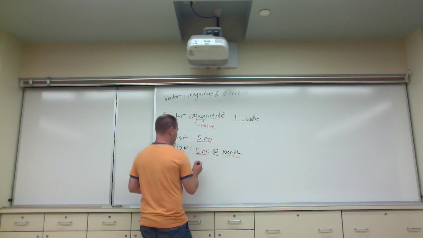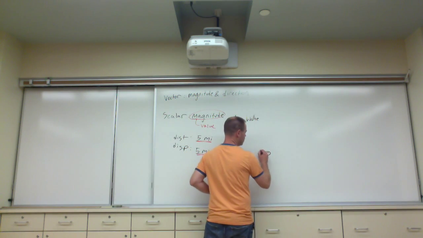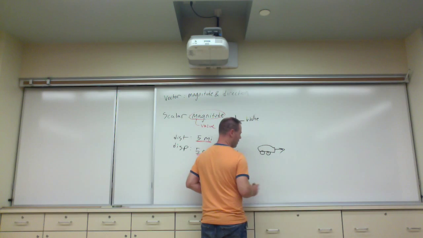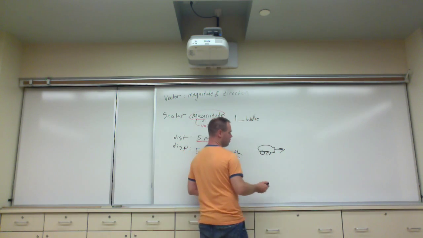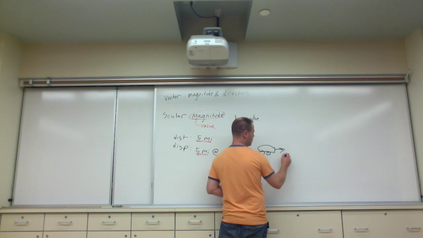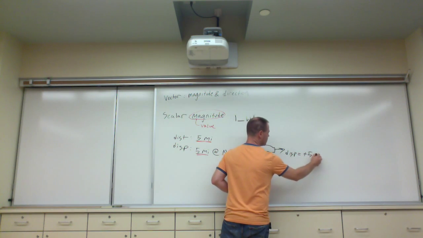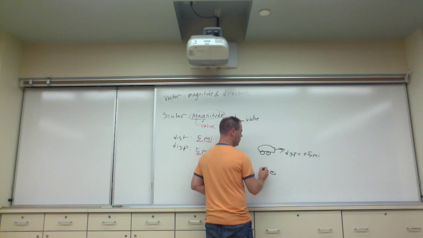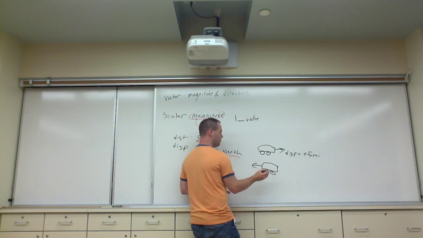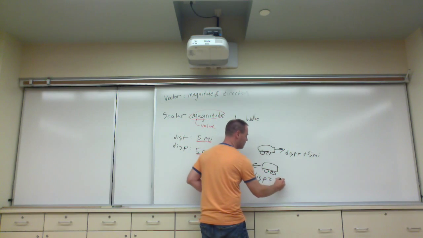And so if we had a car that was traveling to the right, and let's say went 5 miles to the right, we would say that car had a displacement of positive 5 miles. On the other hand, if we had a car that went to the left 5 miles, it would have a displacement of negative 5 miles.